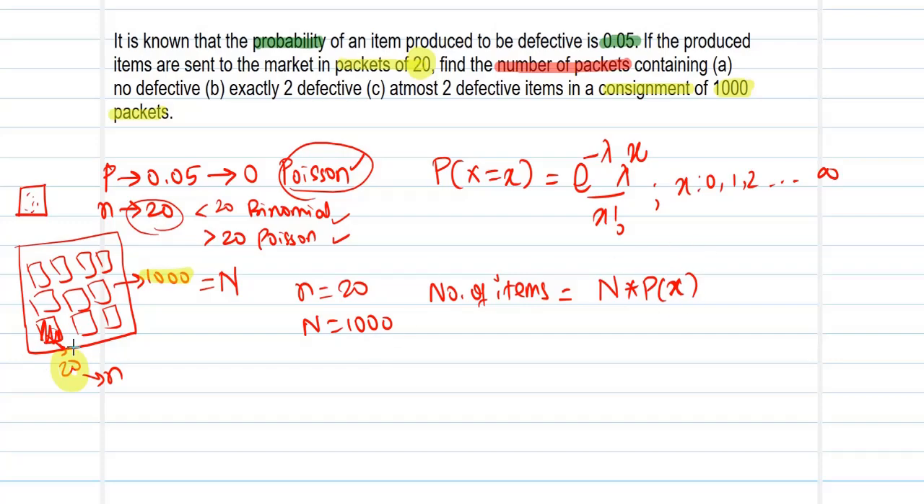small packet, but you are sending it as a consignment. So in this whole consignment, how many such packets will have such a number of defectives is what we have been asked to find here. So keep in mind the number of items is always given by capital N into probability of x. Without fail, after finding the individual probability, you will have to multiply the probability with capital N, and our N has been given as 1000.